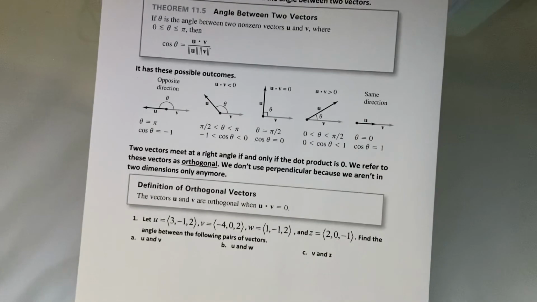And speaking of what I just said, if two vectors meet at a right angle, the dot product will be 0. We refer to these as orthogonal. We don't use perpendicular because perpendicular is something we talk about generally in 2 dimensions. And now that we're extending to possibly 3 dimensions, we are going to use the term orthogonal, even though conceptually it is very similar to perpendicular.